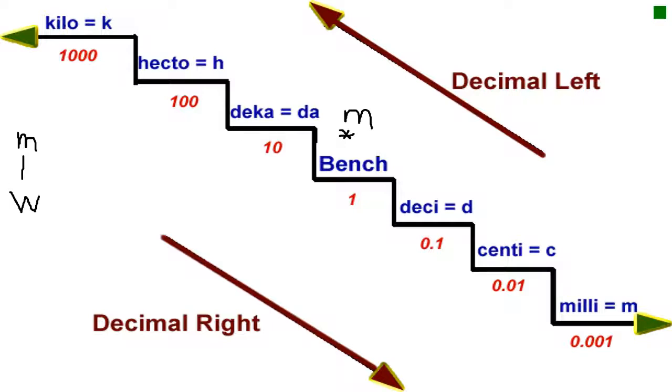Now, if we take away the meter and substitute it with watts, it's the same thing. So now we can see why 1,000 watts equals 1 kilowatt.